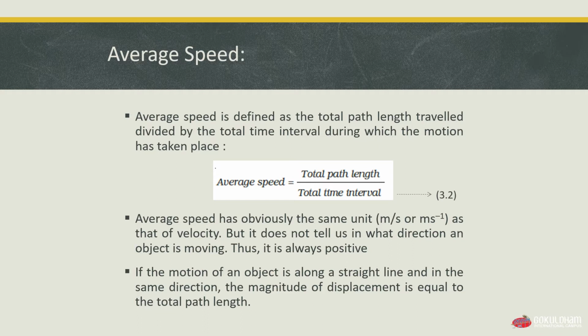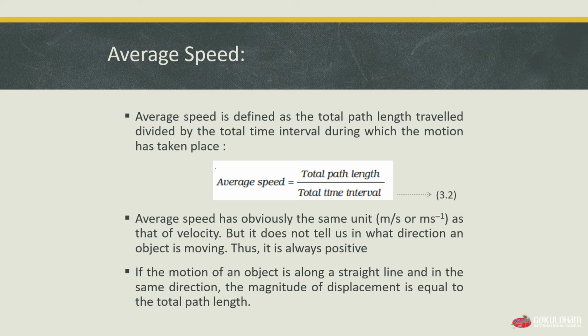Looking at the definition of average speed, average speed is defined as total path length divided by total time interval during which the motion has taken place. Here is the formula for average speed: average speed is equal to total path length divided by total time interval, and that will be our equation 3.2.